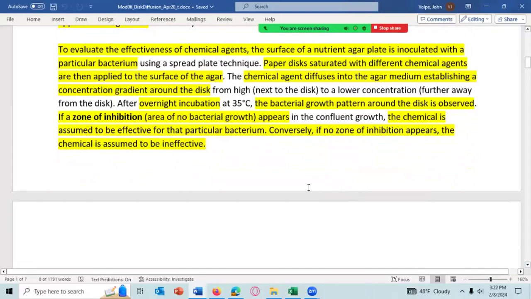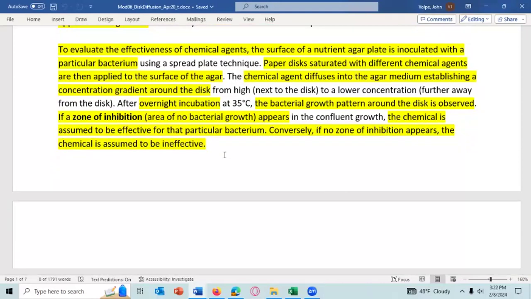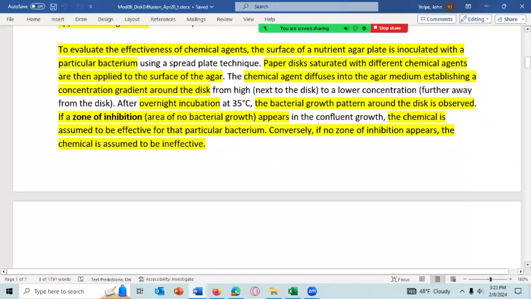If there is no zone of inhibition, meaning an area of no bacterial growth around the disc, you can assume the chemical is ineffective. If there is a zone of inhibition around the disc, then the chemical is at least a little bit effective for that particular bacterium. However, that does not mean that that bacteria is sensitive to that agent. It just means that that agent is killing bacteria, at least to some degree. Okay? Any question about that?